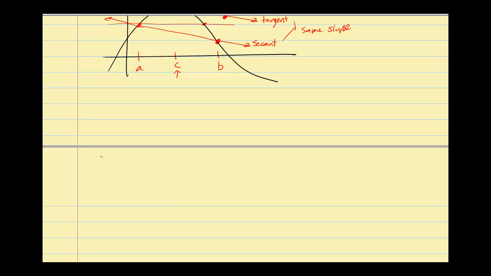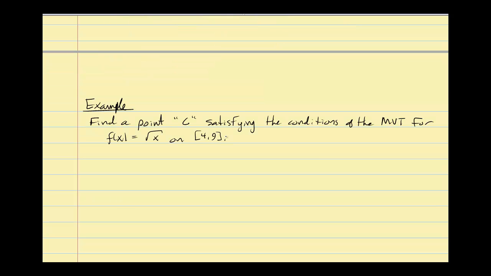So let's look at an example where we're asked to apply the mean value theorem. For this example, we're going to find this point C on an interval satisfying the conditions for the mean value theorem. So the point C that we're going to find has to lie somewhere between the point 4 and the point 9. So these are values of x, 4 and 9, and I'm looking for a value of C between 4 and 9 that will satisfy the conditions of the mean value theorem.